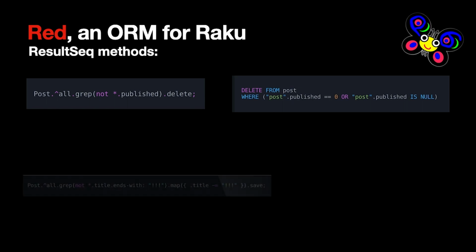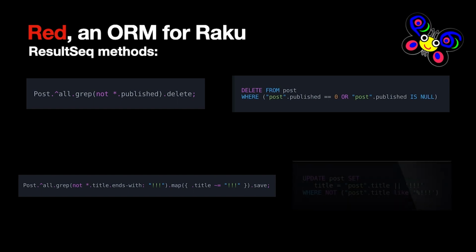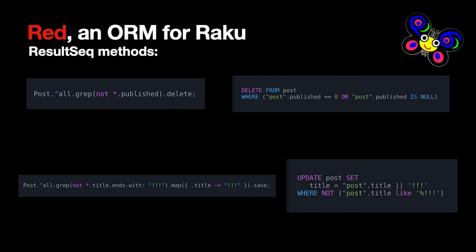And for updating a bunch of rows, instead of getting each one of those, changing it and saving it, you can just use the result-seq method as shown here. You just use map on the result-seq, change the values you want, and call save on the returned result-seq.